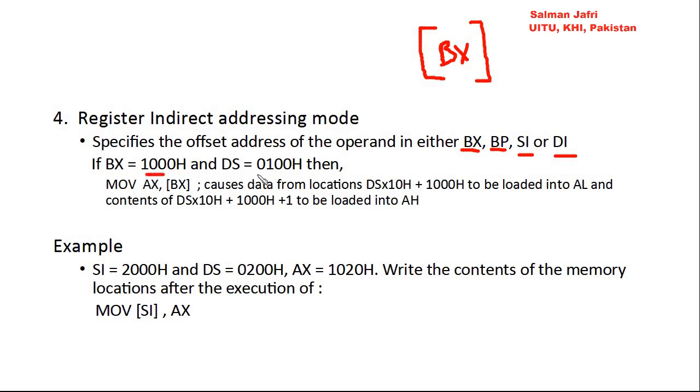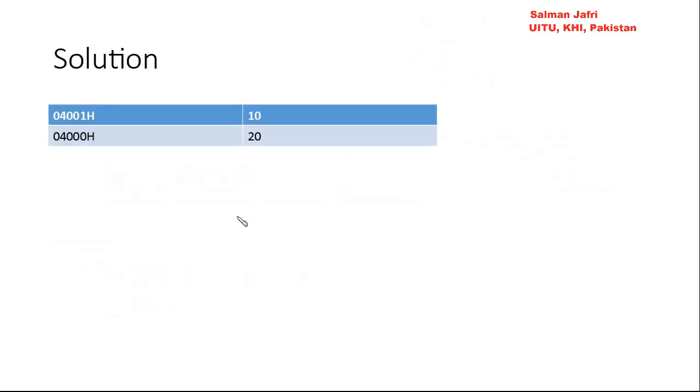BX is 1000H and DS is equal to 0100H. In this instruction, the 16-bit contents of this location would be moved into AX. For 16 bits, it means 2 addresses would be generated. So what would be the physical address of the first location? DS times 10H plus 1000H. DS times 10H is basically 1000H, plus 1000H, it would be 2000H.